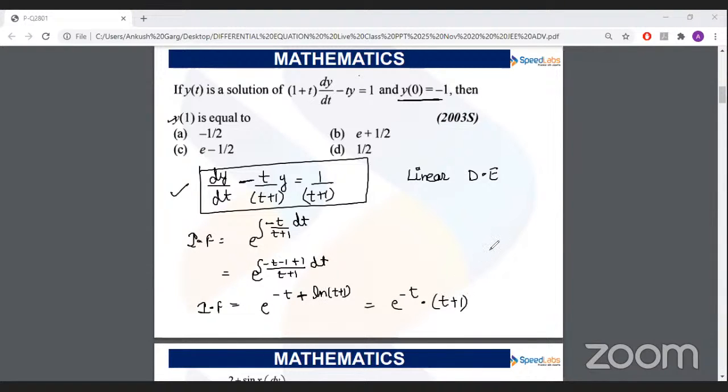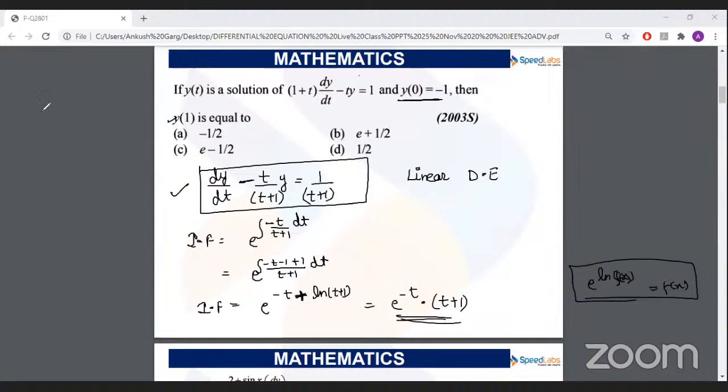So e to the power ln of something is the same thing, na, we discussed it in the last class. e to the power ln of anything is equal to that function only; e to the power ln of f(x) is equal to f(x). So here I am using the properties of indices. You can write this as e to the power minus t into e to the power ln of t plus 1, which will finally become this. So this is your integrating factor.